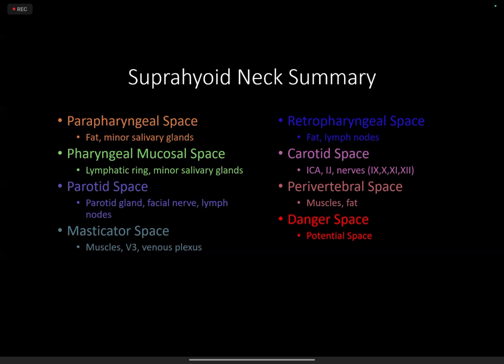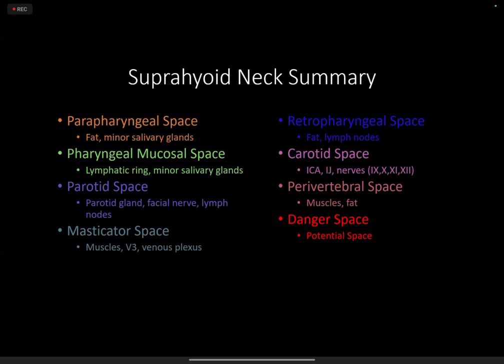The carotid space contains the internal carotid artery and the internal jugular vein. It also contains cranial nerves 9, 10, 11, and 12. So again, make sure that you track your eye all the way back up that carotid space if you think it's involving the nerve. We learned about the perivertebral space, which contains muscles and fat.